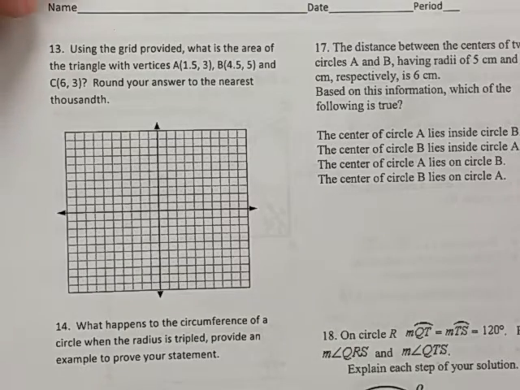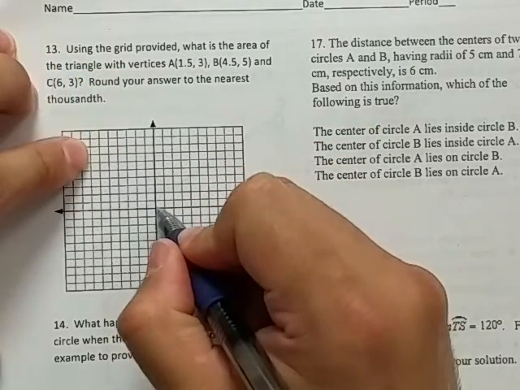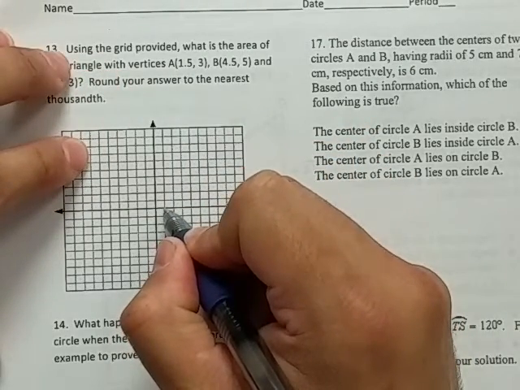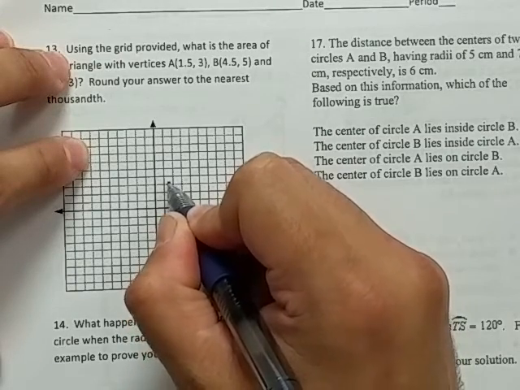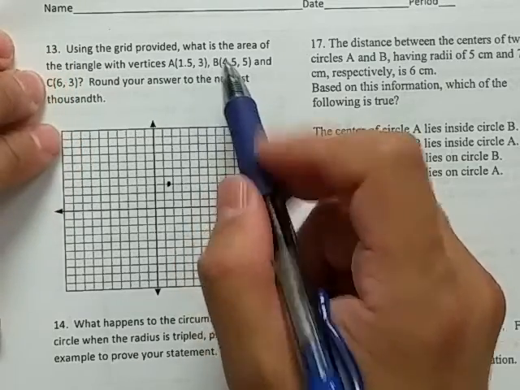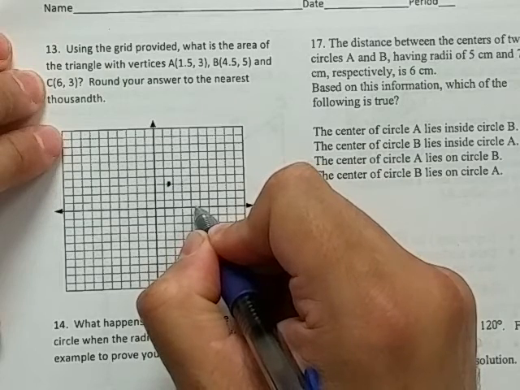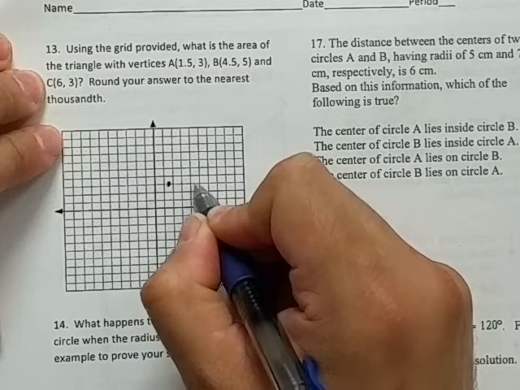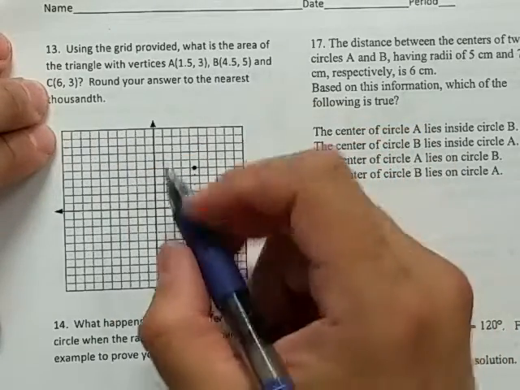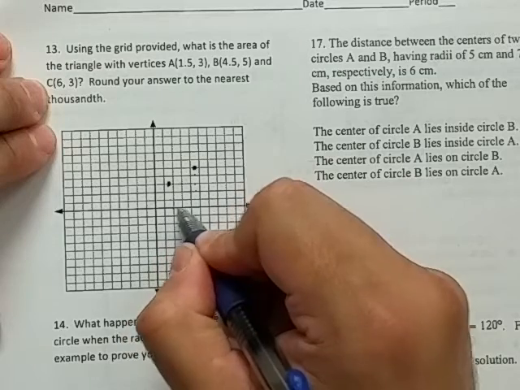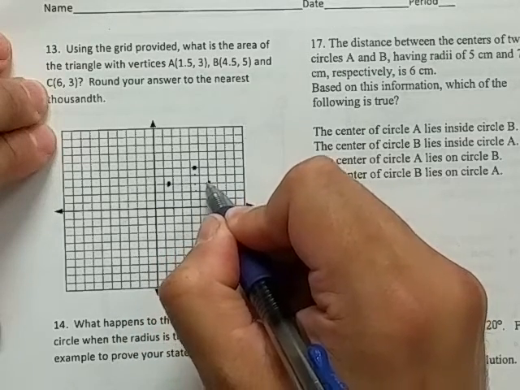Using the grid provided, what is the area of the triangle? It says 1.5. Let's see. 1.5, 1, 2, 3. 4.5, 1, 2, 3, 4, 5, and 6. 1, 2, 3.